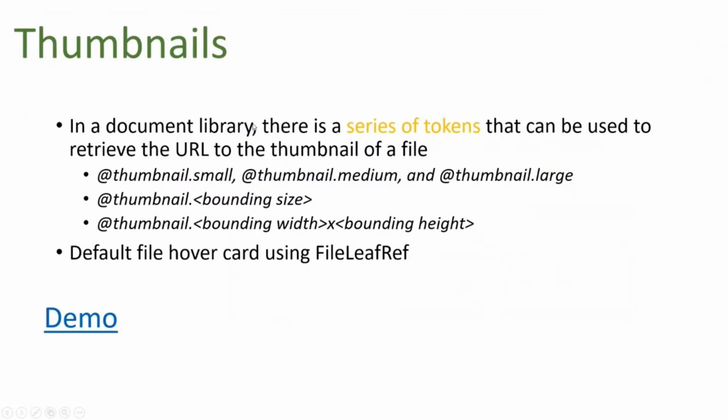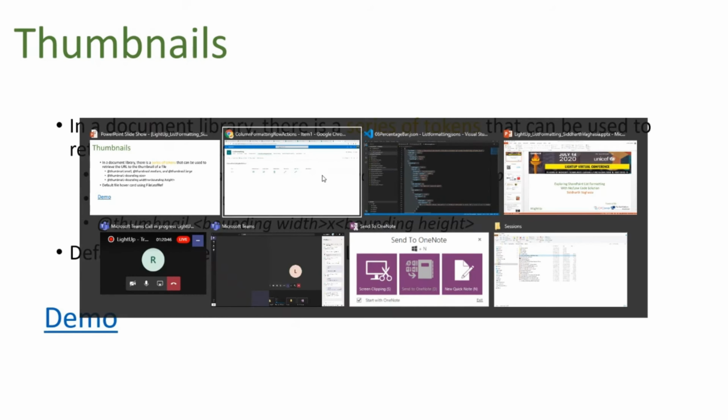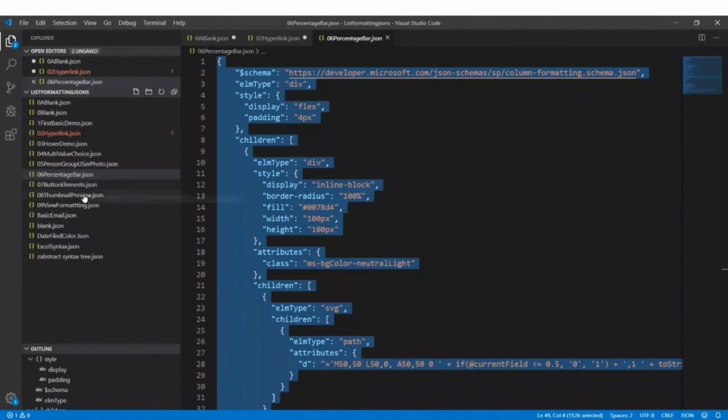So this is very interesting, and this is something which might be available in many of the use cases. Now this is another example, a thumbnail example, wherein you can get the thumbnail of the file, which applies only to the document library. For that, I have a thumbnail preview.